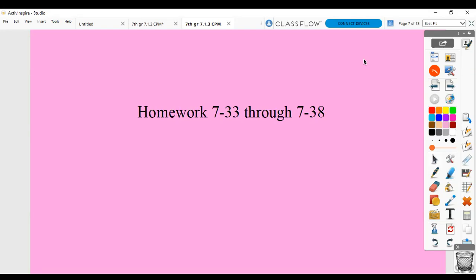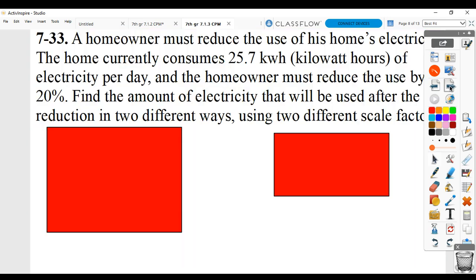This video is to allow you to correct your homework for section 7.1.3. The problems are 733 through 738. So for 733, a homeowner must reduce the use of his home's electric. The home currently consumes 25 and 7/10 kilowatt hours of electricity per day, and the homeowner must reduce this amount by 20%. We have to find the amount of electricity that will be used after the reduction in two different ways using two different scale factors.